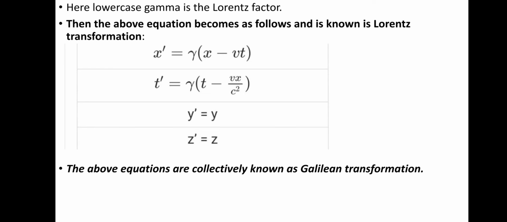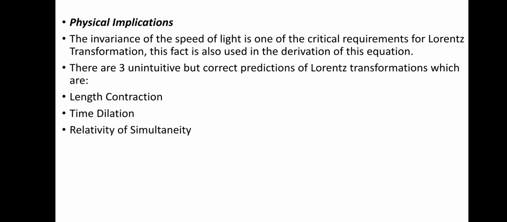So these are the Lorentz transformation, and the above equations are collectively known as Lorentz transformation. So the physical implications are: the invariance of the speed of light is one of the critical requirements for Lorentz transformation. This fact is also used in the derivation of this equation.